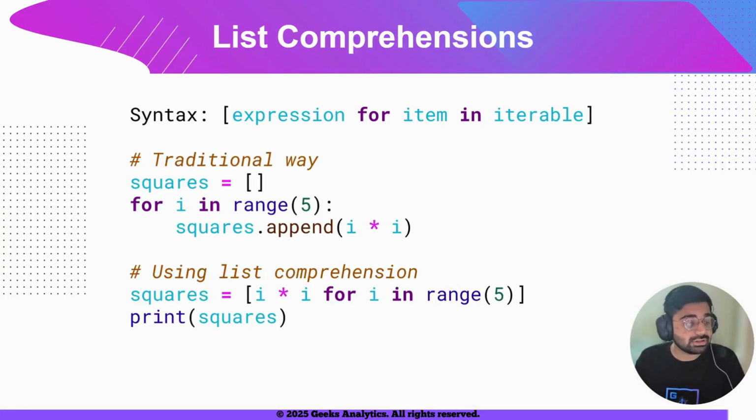Starting with list comprehension. A list comprehension allows us to build a new list by transforming or filtering elements from an existing iterable sequence. An iterable sequence could be a string, list, tuple, or a range function as well. We write the expression that we want to include in the new list, followed by a for loop. So this is the syntax: the expression followed by the for loop syntax. This will give us an output list based on the results of the for loop.